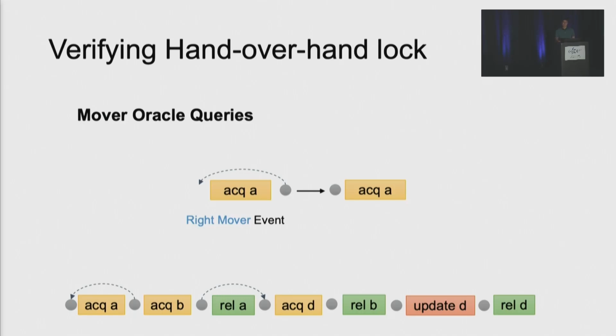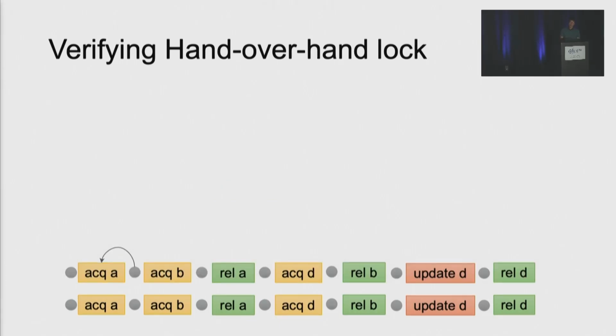Events like acquiring locks are called right mover events. Similarly, mover oracle queries on the left of a release event can also be moved across. Events like releasing locks are called left movers. So the verification task is to identify the mover types of the local events and move the oracle queries as below. We can move the oracle query across acquire A, then acquire B, and acquire D, and release D. Then we can merge the consecutive oracle queries.